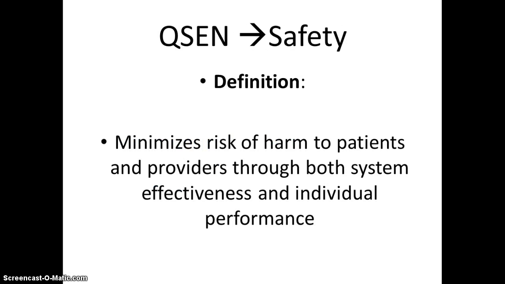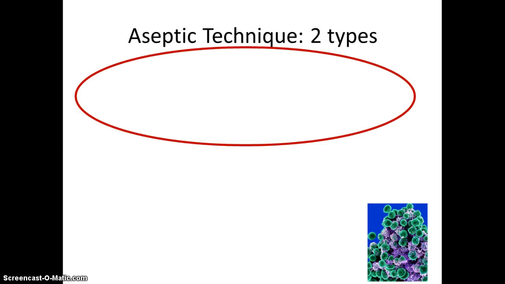So the QSEN definition of safety means minimizing the risk of harm to patients and providers. That means you, through both system effectiveness, do you have the tools to do the work that you need to do, and your individual performance. And that's what the lab is for, to increase your knowledge and performance of those skills that will keep you safe.